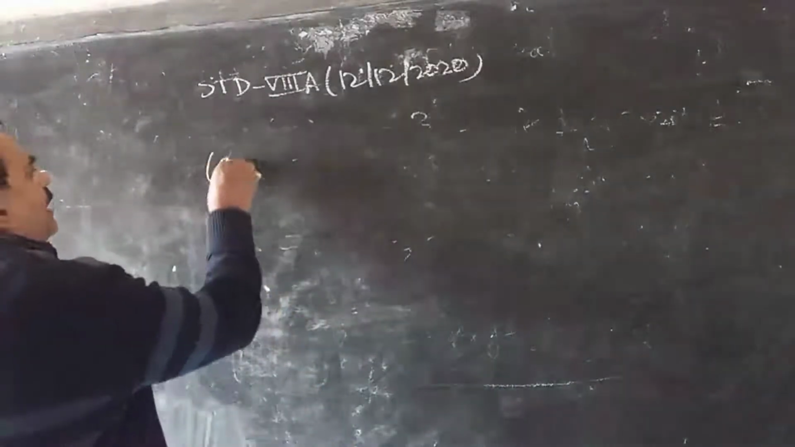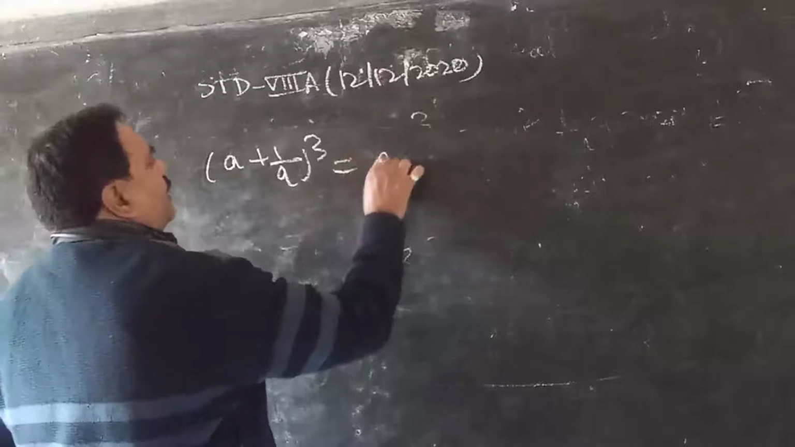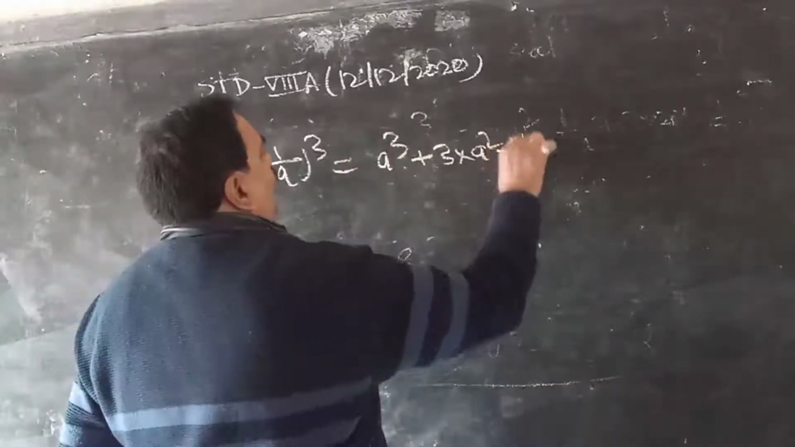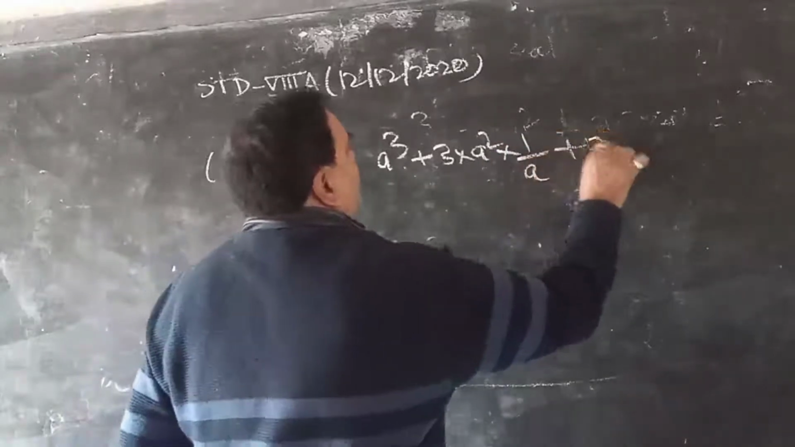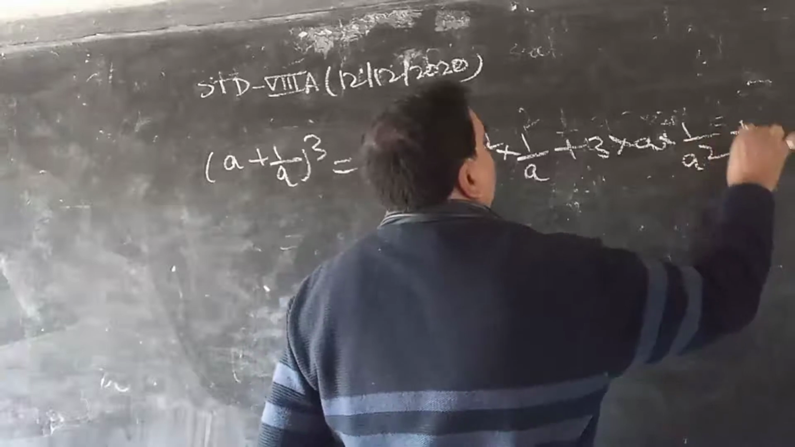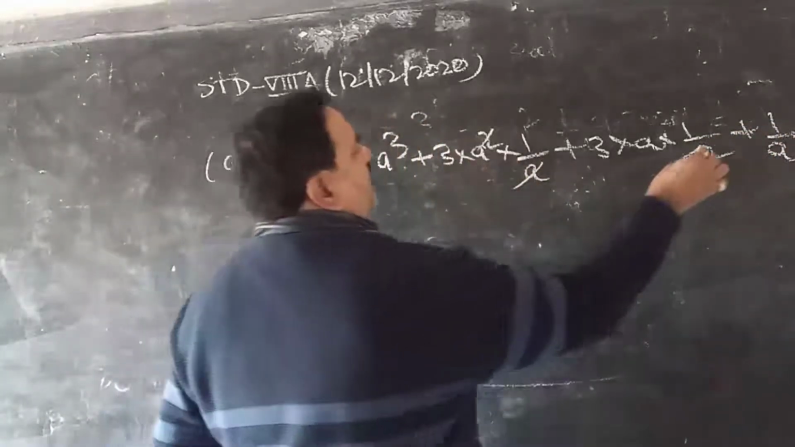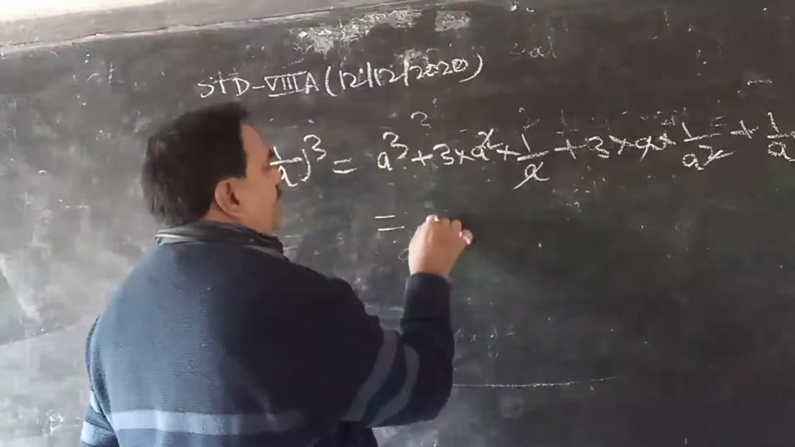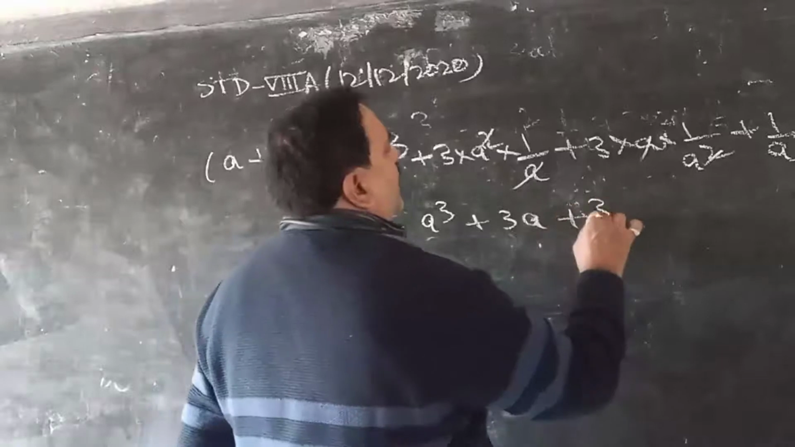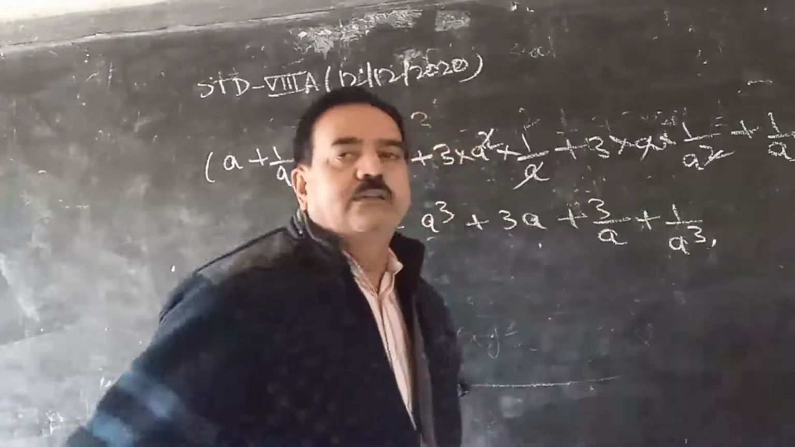Similarly, (a + 1/a) whole cube is a cube plus 3a square into 1/a plus 3 into a into 1/a square plus 1/a cube. Now one a will be cancelled. What is left? a cube plus 3a plus 3/a plus 1/a cube. This is our answer.